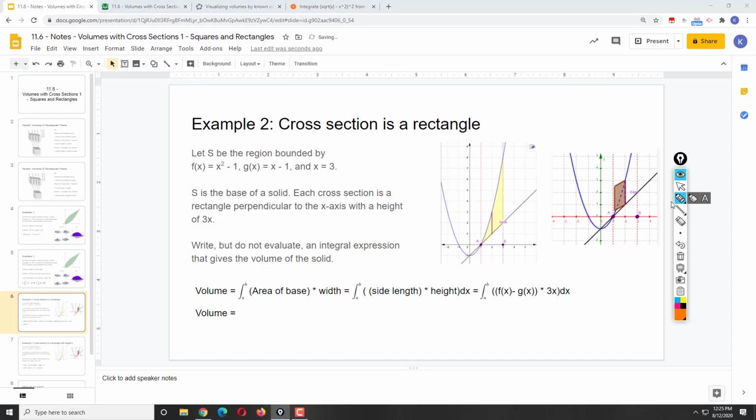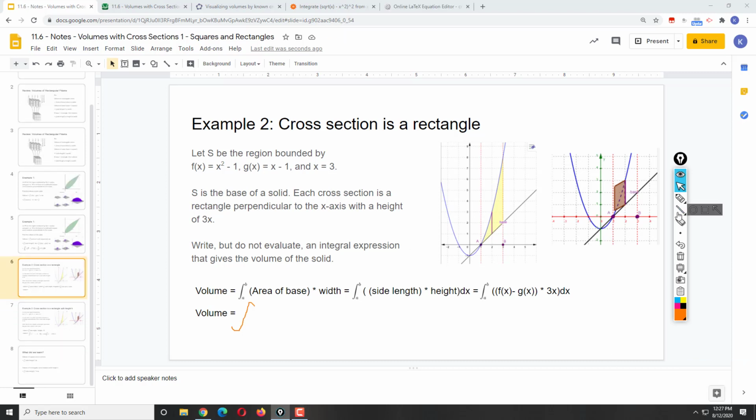So the volume is really just the integral, we're integrating from 1 to 3, of x squared minus 1 minus x minus 1. Make sure to put the parentheses around x minus 1. That's the side length times our height, which is 3x, times our width, which is dx.